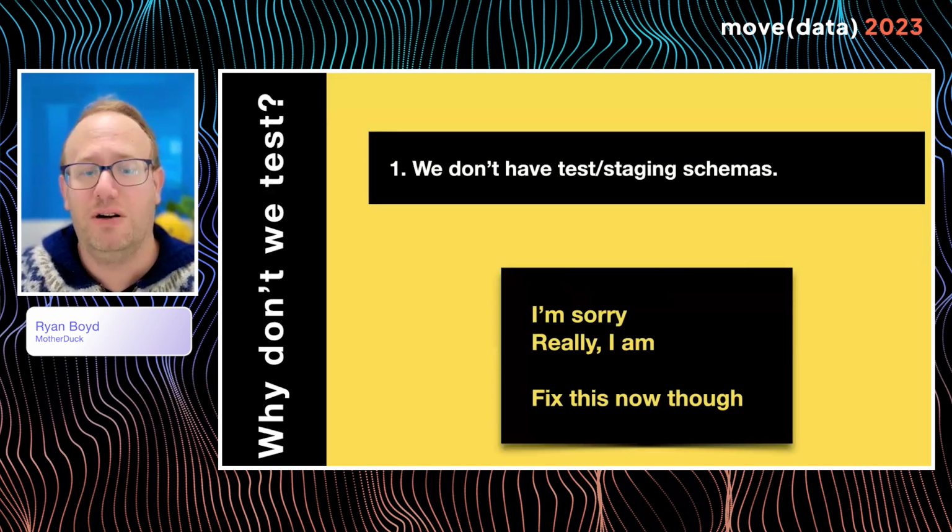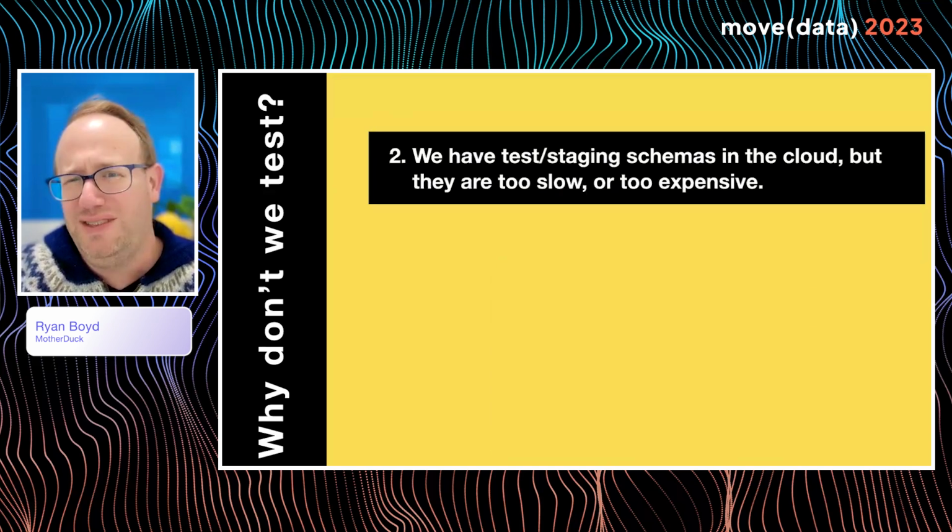Really, I am sorry. This is rather frustrating, and you should fix this now. You've probably been meaning to for a while: have test and staging schemas or environments. But then sometimes other people come into play. So you have your test and staging environments in the cloud, but these are slow and they're expensive.